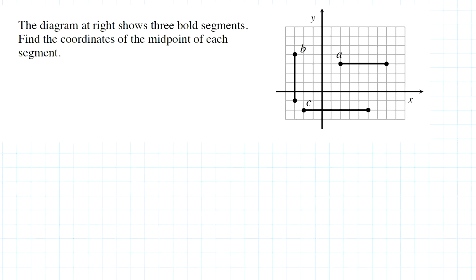Question 61 says, the diagram at the right shows three bold segments. And yes, they are bold. Look at them. Find the coordinates of the midpoint of each of these segments.